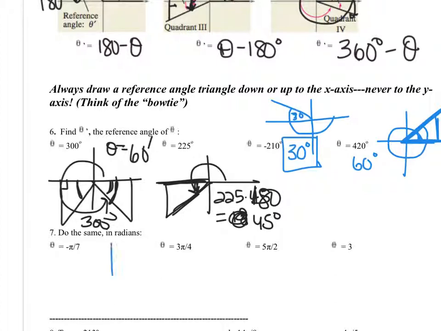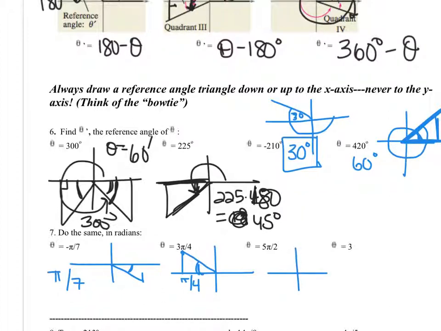Okay, radians, same thing. If I went backwards pi over 7, that's actually going to be my reference angle. Always positive, so just pi over 7. 3 pi over 4, hopefully from your unit circle, you remember that's here. What's left over? Pi over 4. If it starts in radians, you end in radians. And then 5 pi over 2, so this is 1 pi over 2, 2, 3, 4. I end up right here, and there is no way to make a right triangle, so there is none.